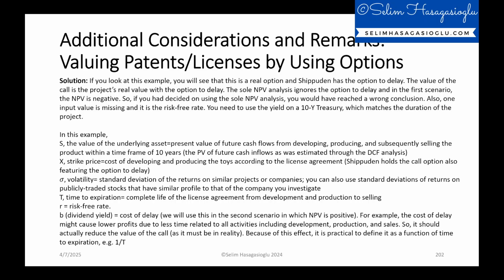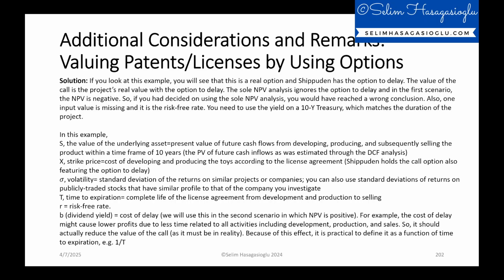If you look at this example, you will see that this is a real option and Shippuden has the option to delay. The value of the call is the project's real value with the option to delay. The sole net present value analysis ignores the option to delay, and in the first scenario, the net present value is negative. So if you had decided on using the sole net present value analysis, you would have reached a wrong conclusion. Also, one input value is missing and it is the risk-free rate. You need to use the yield on a 10-year treasury, which matches the duration of the project.